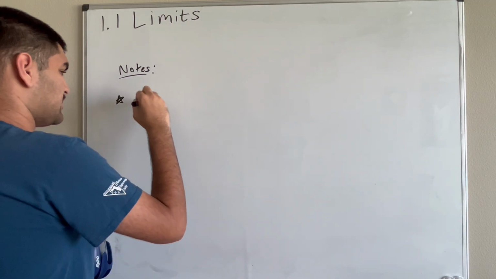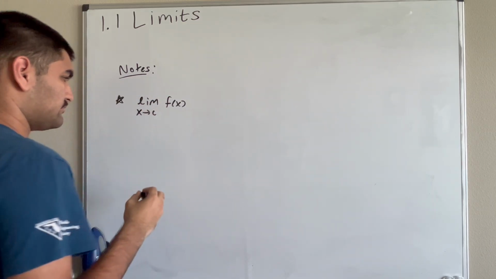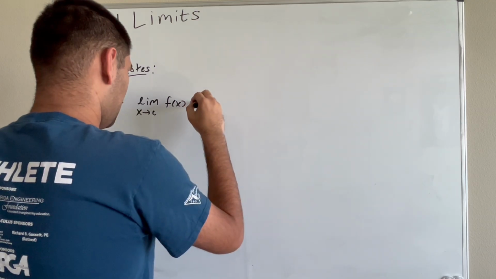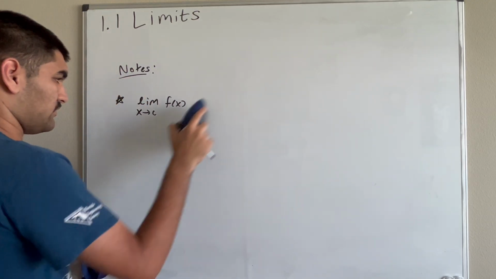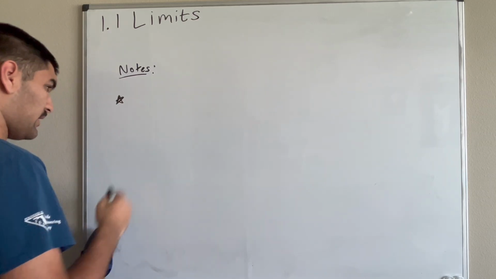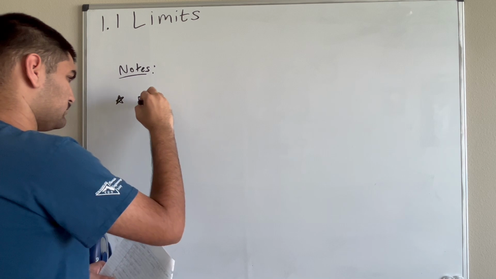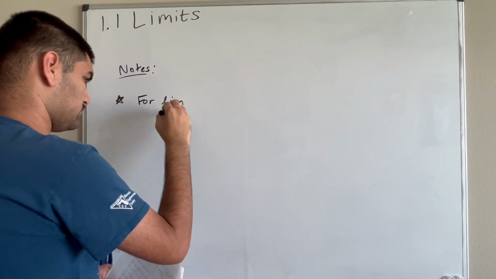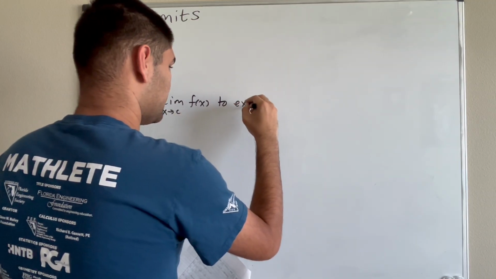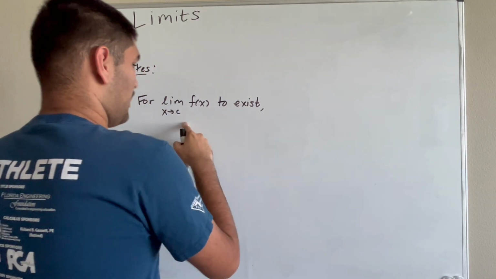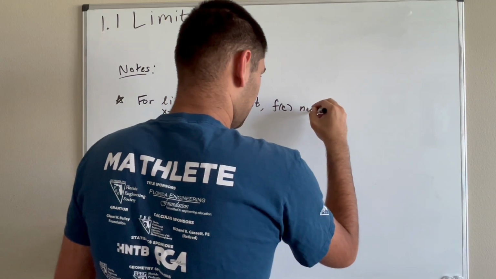So essentially what I'm trying to say is, if we have the limit as x approaches c of f of x, then for this to exist, f of x need not be defined at c. So f of c need not be defined.